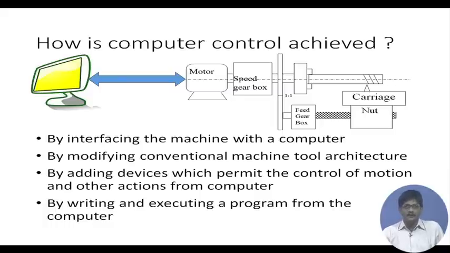So, in order to achieve control over a machine, first of all a computer has to be there, it has to be interfaced with the machine, and the conventional machine tool architecture has to be changed. So, we will find some changes taking place in this particular architecture, and apart from that there should be the addition or incorporation of some devices which can control the motion and the extent of motion, I mean rate of motion and the extent of motion. And also we have to ultimately write a program on the computer and execute it, so that it develops proper signals to the motor and other devices of the machine in order to control it. This is how computer control is achieved.